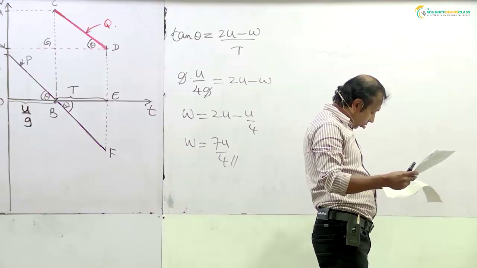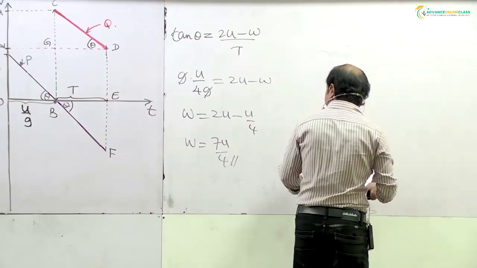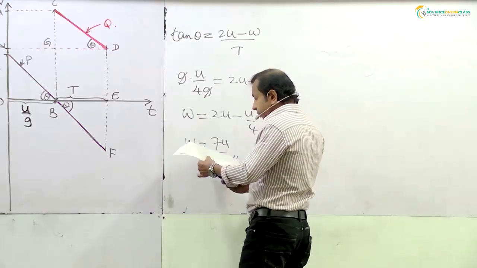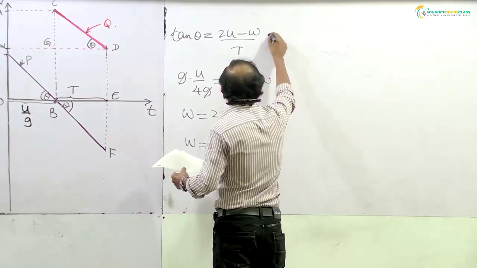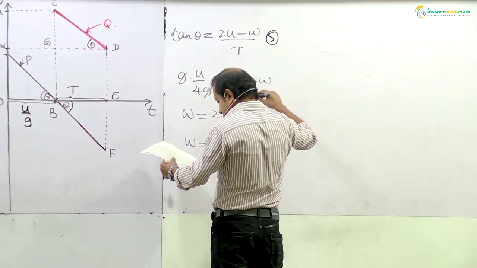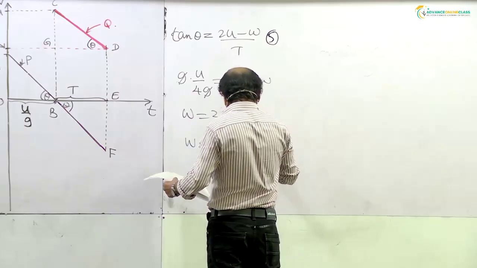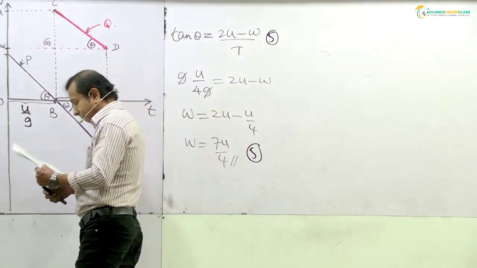Height to the meeting point. Right, here the marks come in this way. For the tan theta, 5 marks. This answer, other 5 marks.